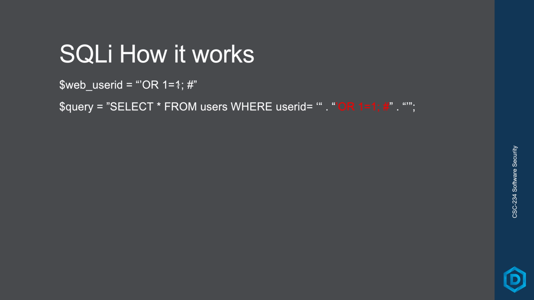So if I change my query here, or my user ID a little bit more, so I added in this semicolon and then this comment denote here, it changes things a little bit. SQL queries always will end with a semicolon. So now what this query looks like, if I put all of this together, is this here. So select star from users where user ID equals single quote, so essentially a blank there, or 1 equals 1 semicolon, and that ends it.